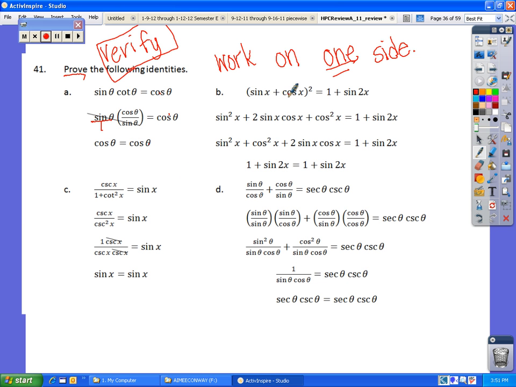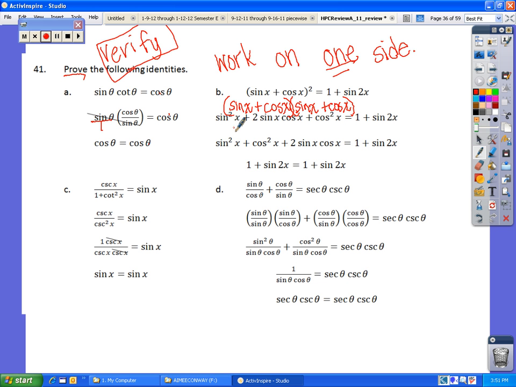For letter B, I'm actually going to FOIL sine x plus cos x, and remember that's sine x plus cos x times sine x plus cos x. And yes, you do need to multiply sine x times sine x, sine x times cos x, cos x times sine x, and cos x times cos x. When you simplify that, you get sine squared x plus 2 sine x cos x plus cos squared x equals, again, 1 plus sine 2x. Okay, all of those should be the same on this right side.